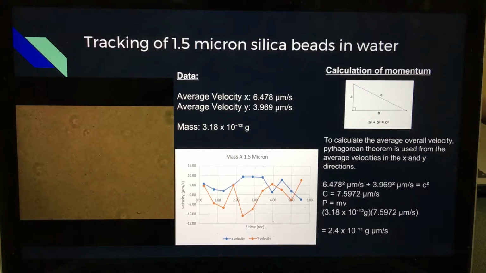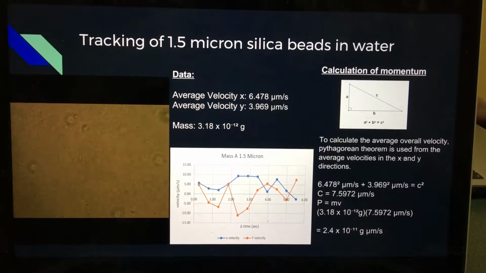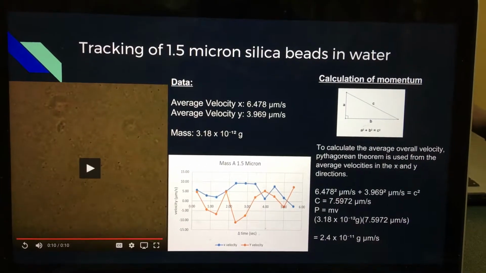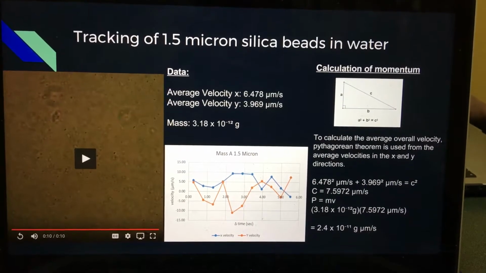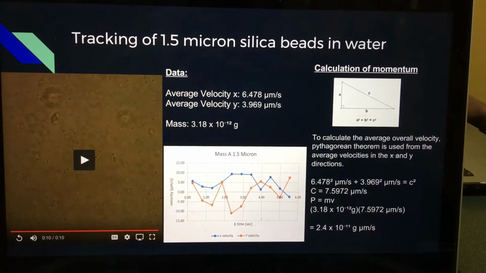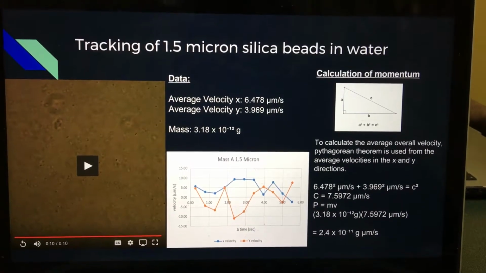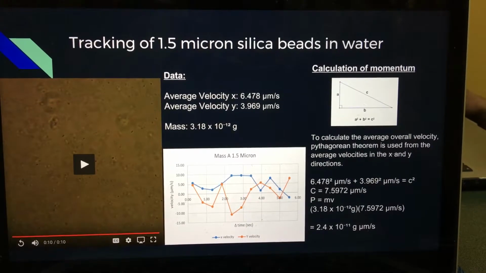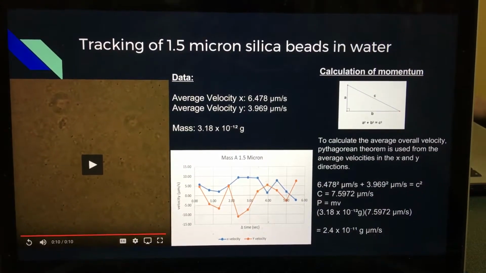And so here's our data for the 1.5 micron silica beads in water. To the left, we have a video of the beads, the particles moving. And so what we did was we found the average velocity in the X and Y directions, and we used the Pythagorean theorem to find the vector. And so by finding this vector, we plugged it into the P equals mv, the momentum equation. And so we found the momentum of the 1.5 micron silica beads to be 2.4 times 10 to the negative 11th grams times micrometers per second.